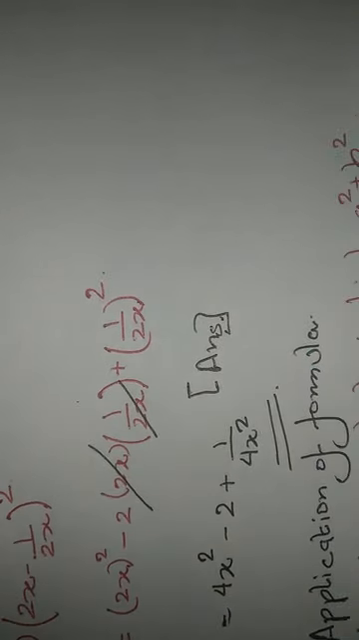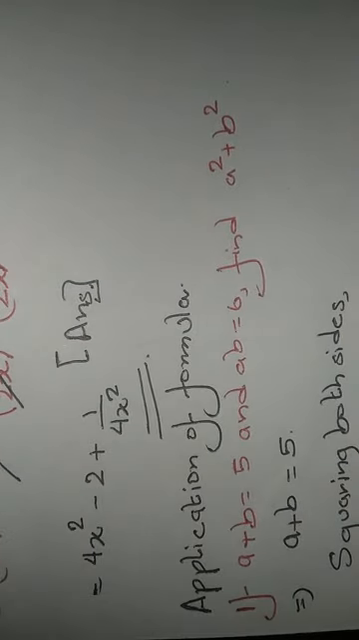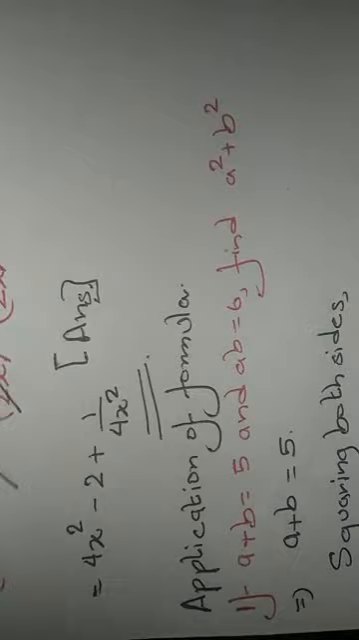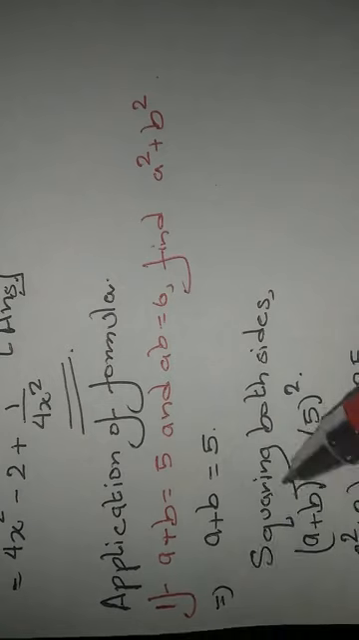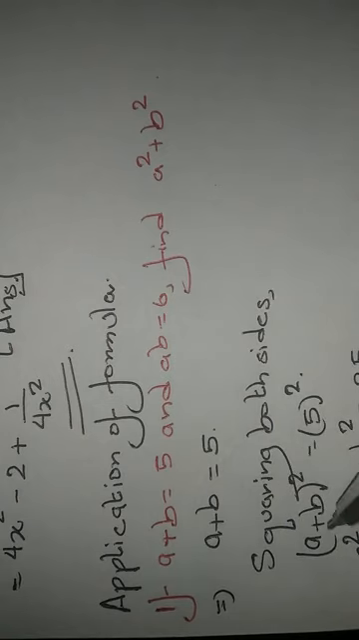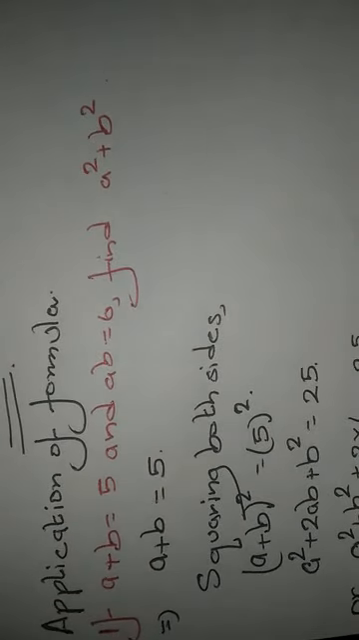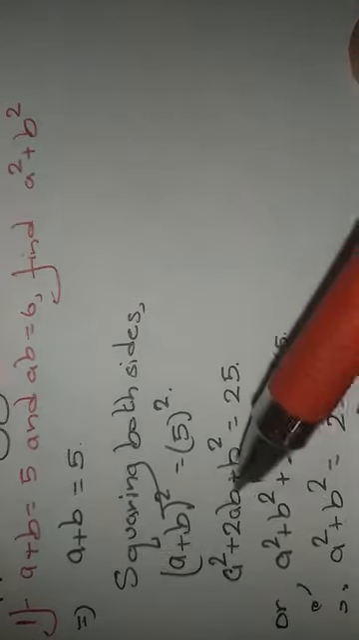One more section of this chapter is application of formula. One of the questions that I'm discussing right now is: if a + b = 5 and ab = 6, find a² + b². So a + b = 5. I'm squaring both sides, so I'll get (a + b)² = 5², which is nothing but a² + 2ab + b² = 25, which happens to be a² + b² + 2 into 6, because ab is 6. So a² + b² + 2 into 6 = 25.